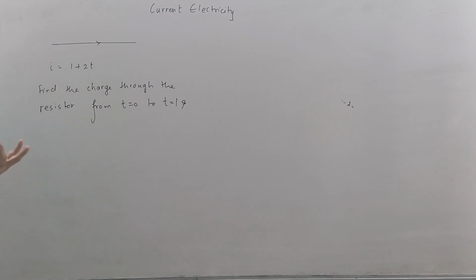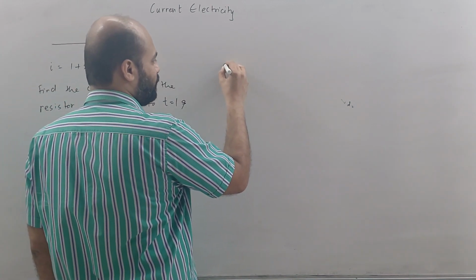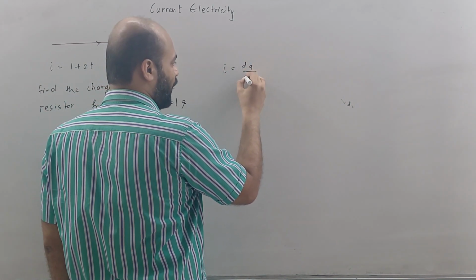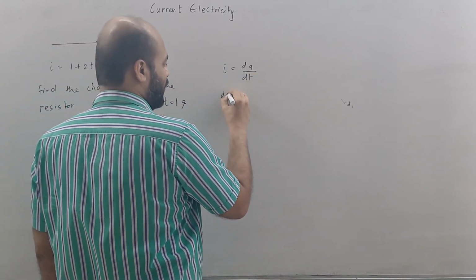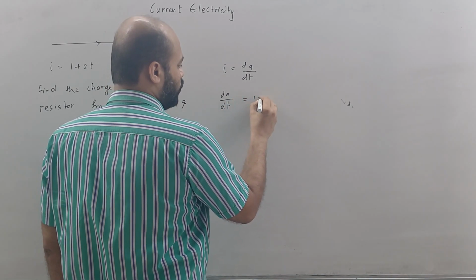Now whenever you get such a question, it is obvious that we have to use calculus because it's a variable current. But we know that by the definition, I is defined as dq by dt. We got to use this. So dq by dt is going to be written as 1 plus 2t.